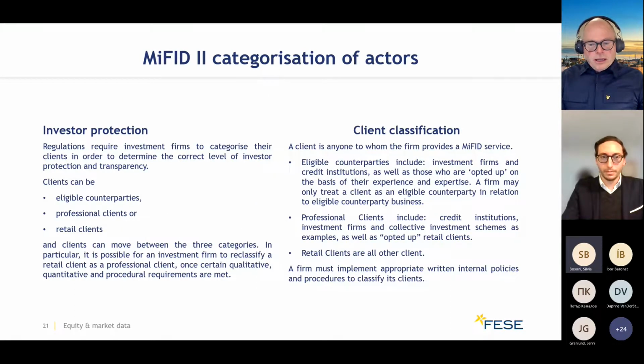Okay, a little bit about MiFID II again, and this is more requirements on the investment firms.